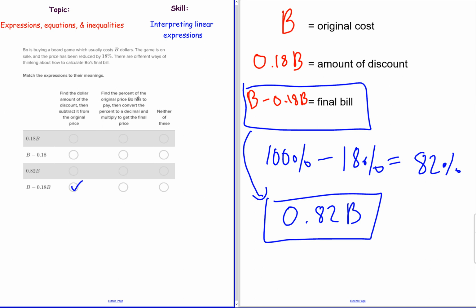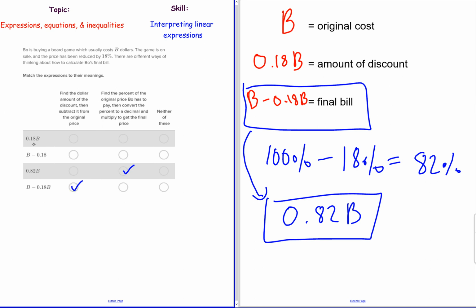Find the percent of the original price Bo has to pay, then convert the percent to a decimal and multiply to get your final price. Well, isn't that the second thing we did? He normally would pay 100%, minus the 18% leaves us with 82%, so 82% of B. So that's also the final price.